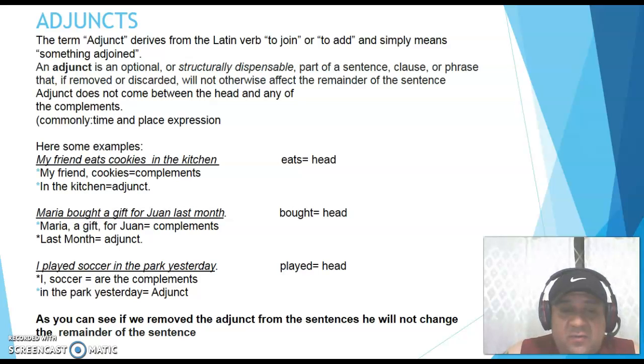As you can see, if we remove the adjunct from the sentence, it will not change the remainder of the sentence. That means that we can take the adjuncts out from the sentence and it will still make sense.